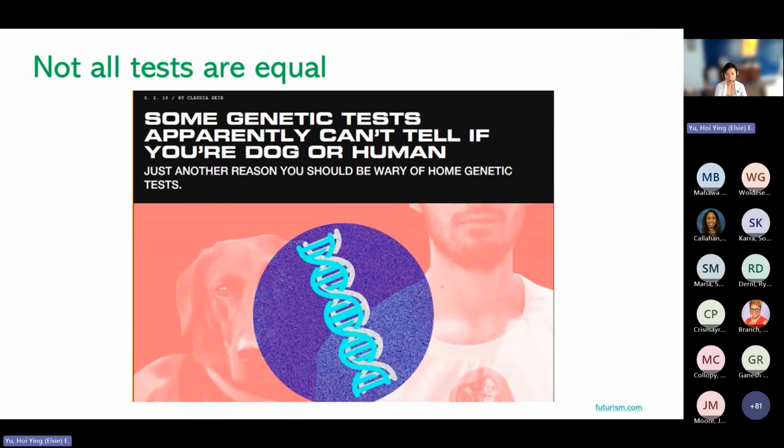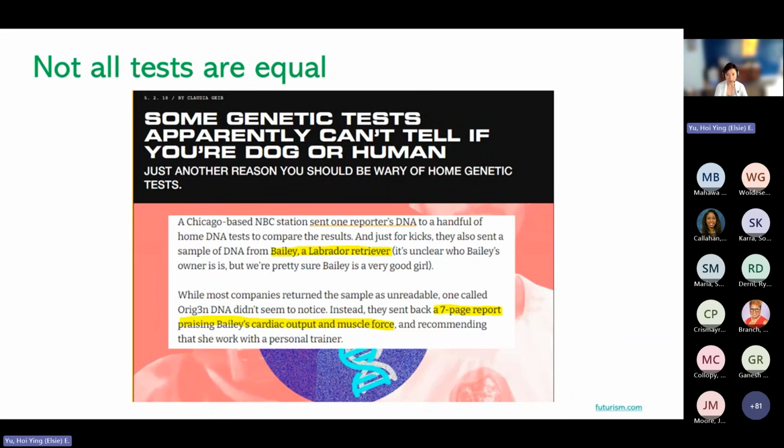One of the things that's important to really think about is that not all the at-home tests are equal. This is a funny article that I found from 2018. The headline says some genetic tests apparently can tell if you're a dog or a human. Apparently, what this news station did is send one reporter's DNA to a handful of home DNA tests to compare the results. And in addition to sending the reporter's DNA, they also sent the DNA from a lab retriever.